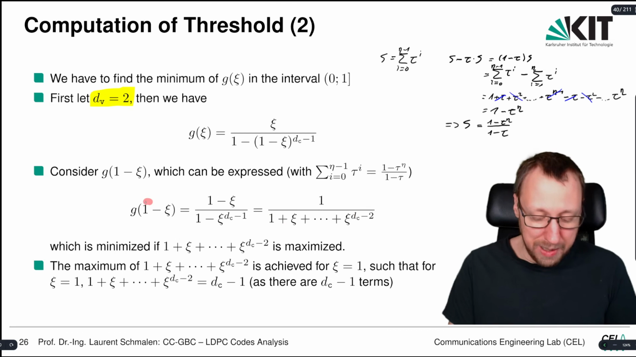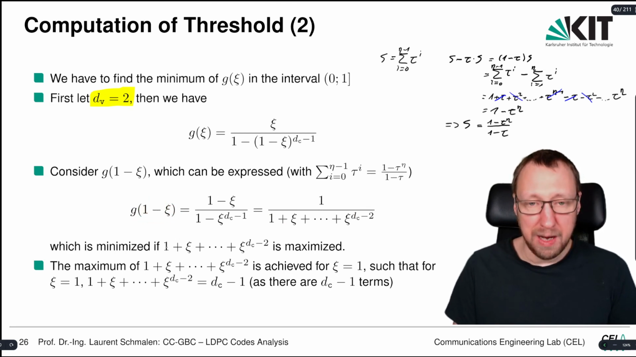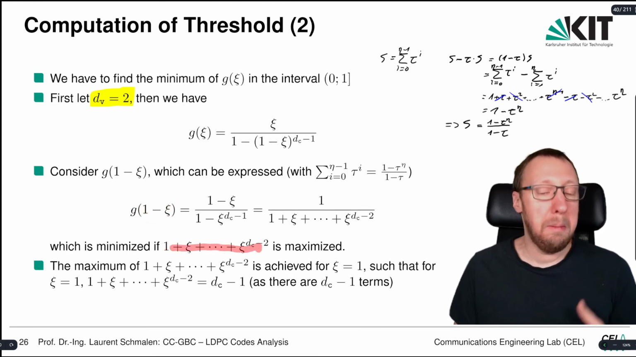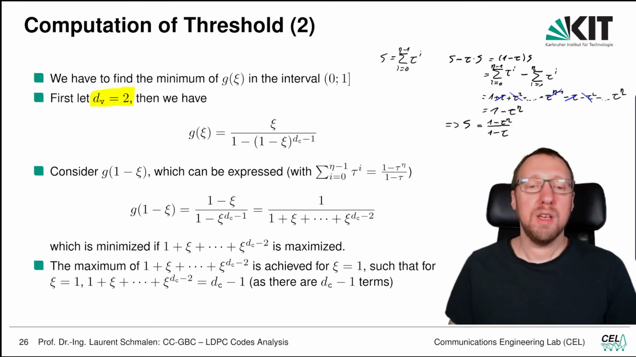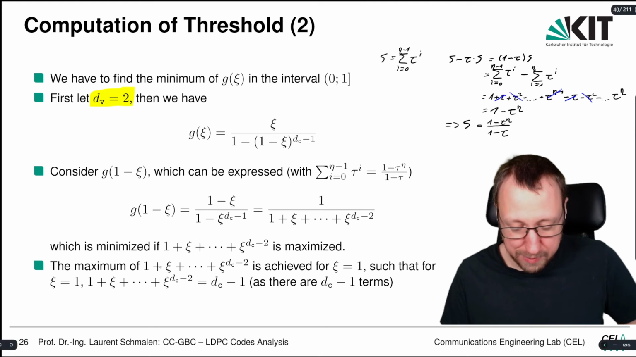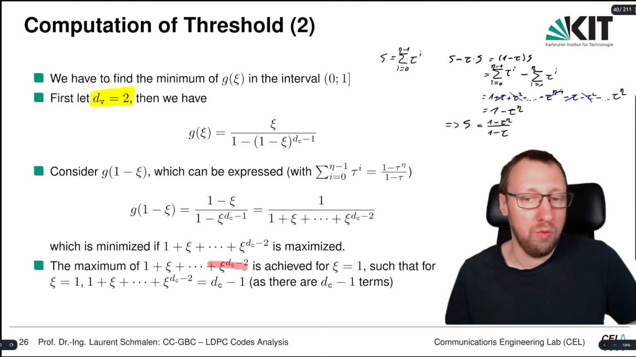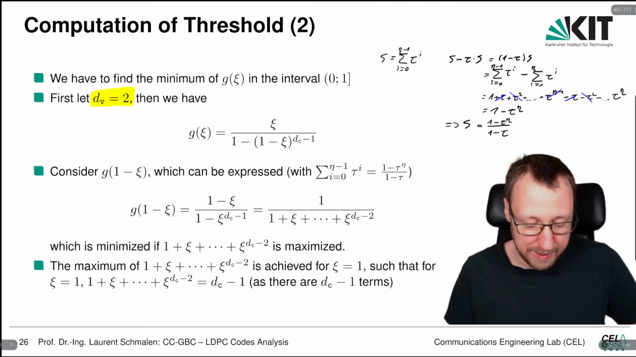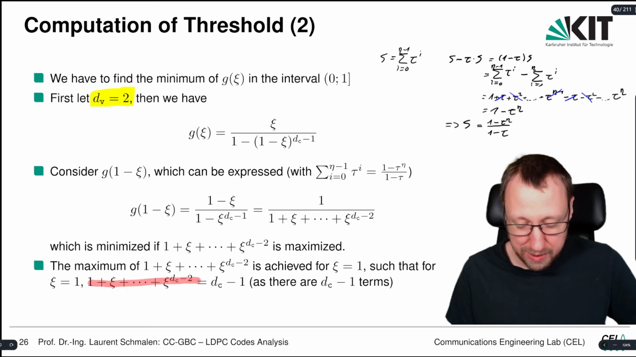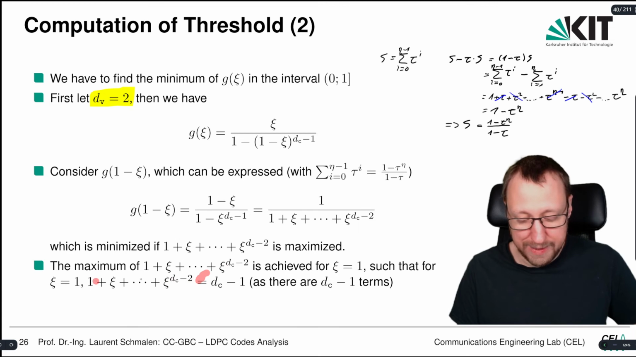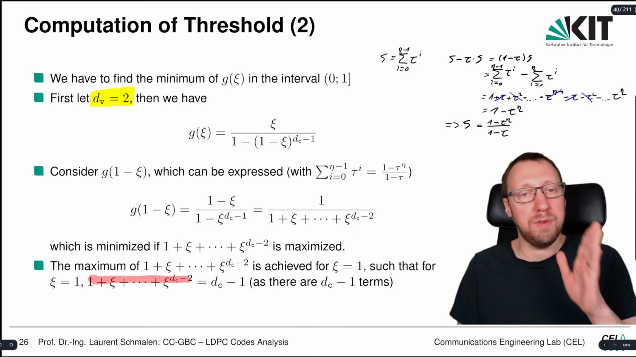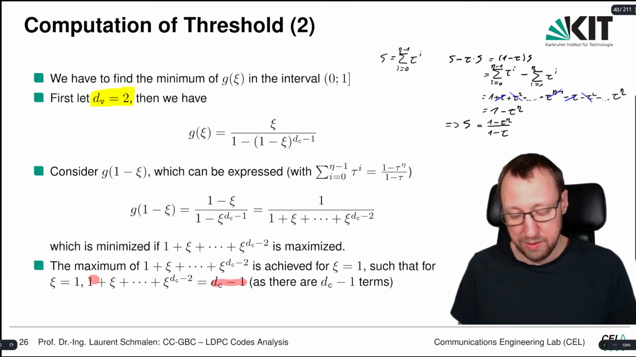So when is this minimized? This is minimized if this sum is maximized because it's in the denominator. So when is this maximized? This is maximized if xc is equal to 1. For xc equal to 1, the sum is equal to dc minus 1, because there are a total number of dc minus 1 terms. Each of those terms is 1, so it's dc minus 1.